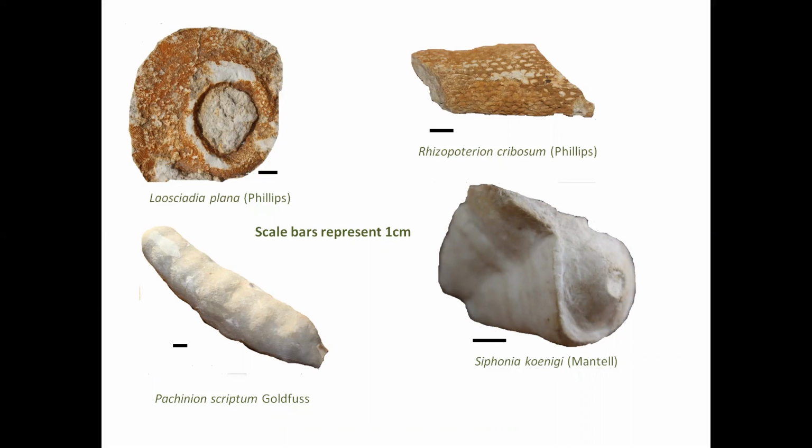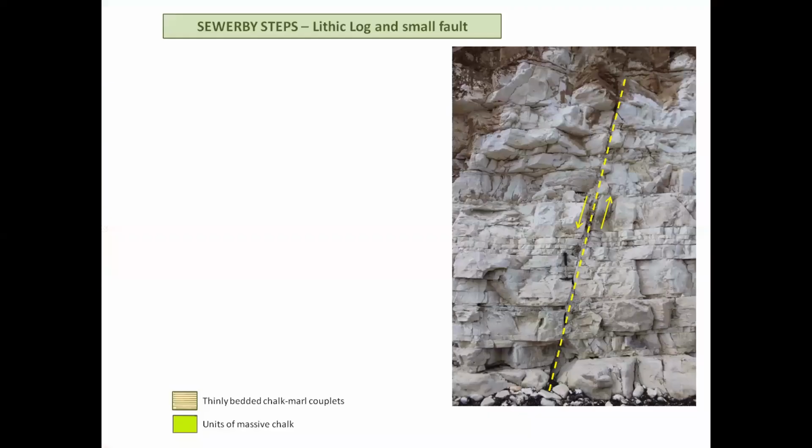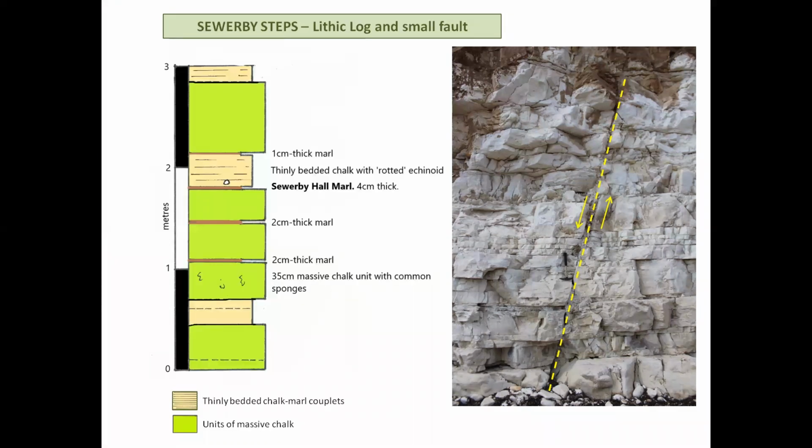The top beds of the Flambre Sponge Bed crop out in the raised reefs of the wave-cut platform called Sewerby Rocks, and in the cliffs just before we reach the point where Sewerby steps come into view. A short distance east of Sewerby steps, there's a small fault, with a downthrow to the west highlighted by the displacement of the thin-bedded units just below the arrows. Immediately before the steps, the cliff provides a section that includes the Sewerby Hall Marl, a 4 centimetre thick seam that is used to correlate with inland sites.